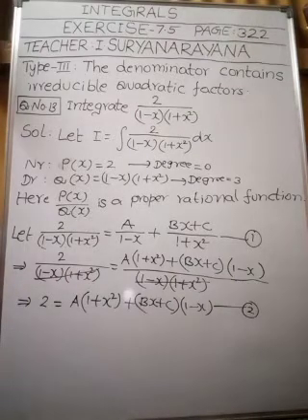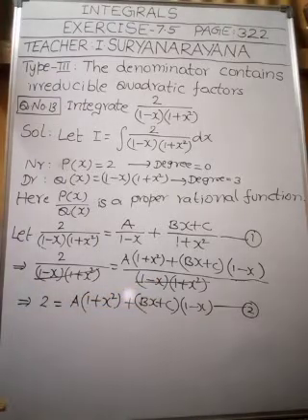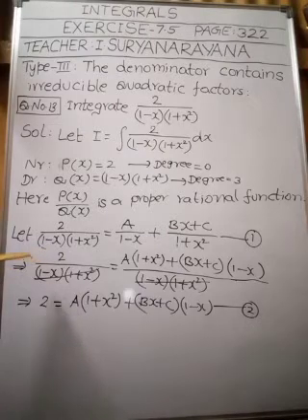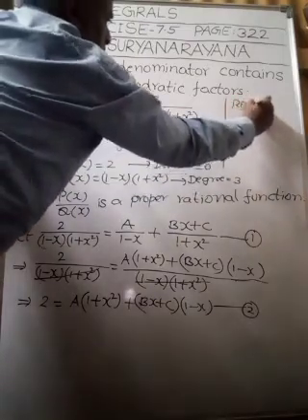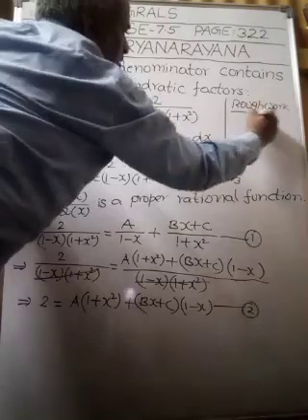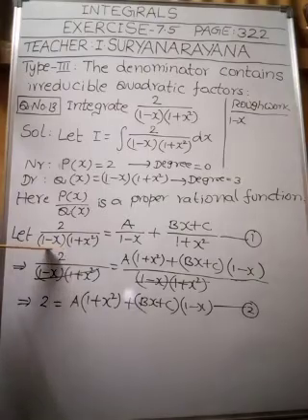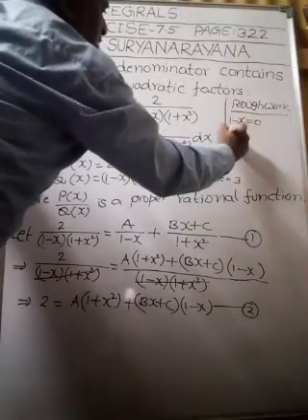Now, to find a, b, c, we have to find the values of a, b and c. First of all, we choose the non-repeated linear factor in the denominator of the given rational function. What is the non-repeated linear factor in this rational function? 1 minus x. In rough work, we write 1 minus x is equal to 0. Understood this equation?